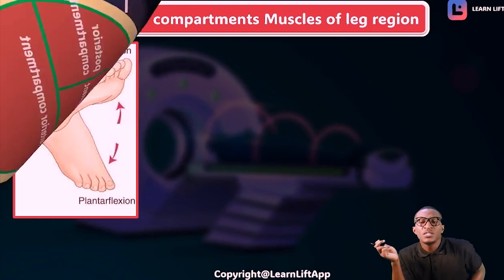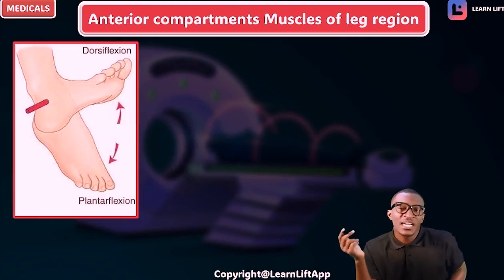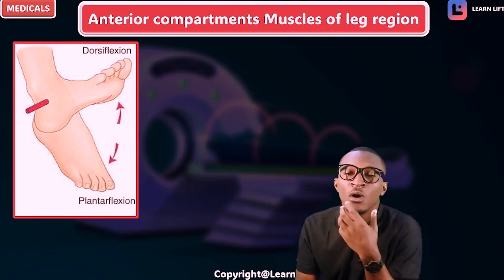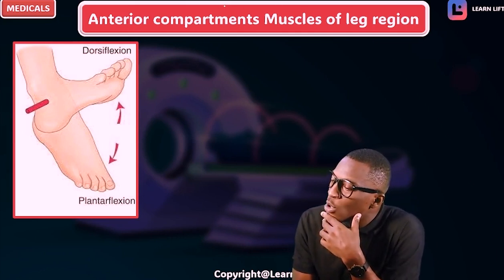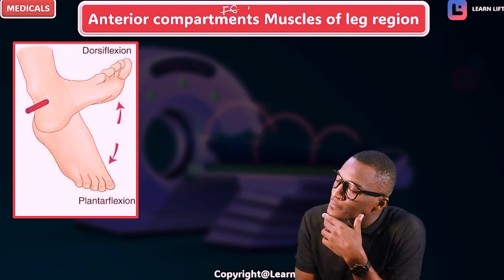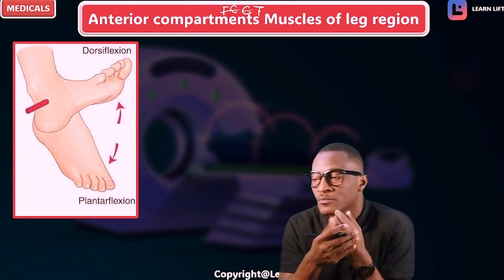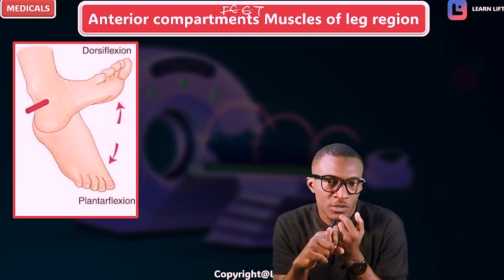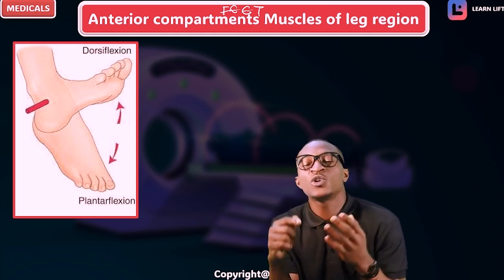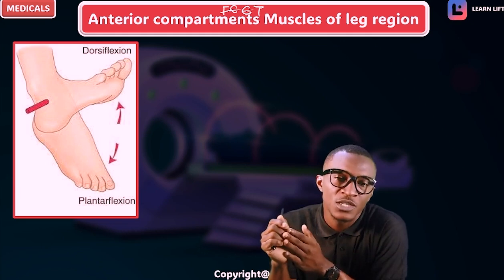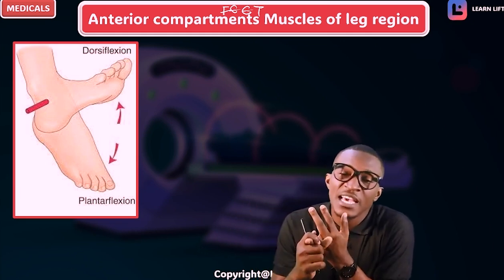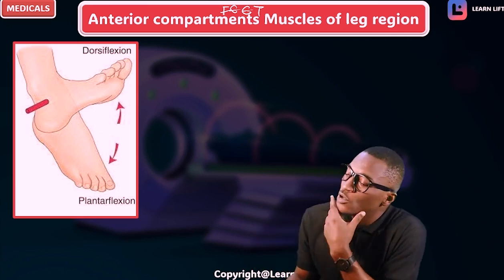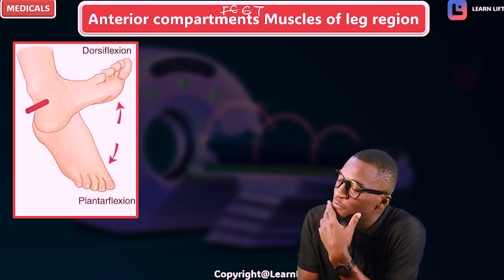Now let's deal with these muscles one after the other. The anterior compartment muscles. What are the anterior compartment muscles? Now please follow my acronym. I call them the FEET. The F there is called your fibularis tertius. E there is called your extensor hallucis longus. The other E there is called your extensor digitorum longus. The T there is called your tibialis anterior. FEET.